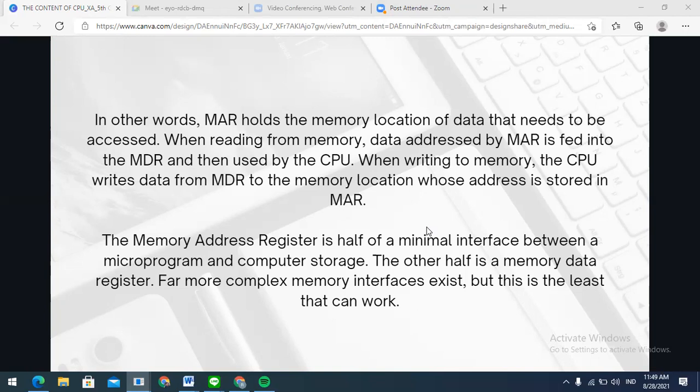The memory address register is half of a minimal interface between a program and computer storage. The other half is a memory data register. Far more complex memory interfaces exist, but this is the least that can work.